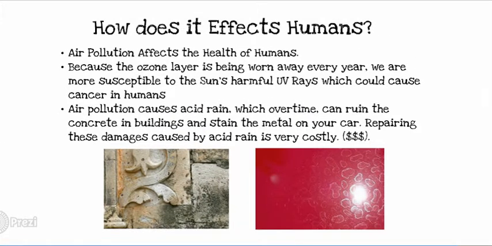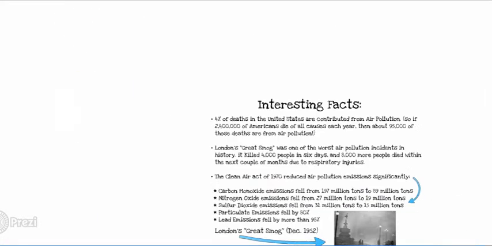How does it affect humans? Air pollution can affect the health of humans. We talked about the ozone layer depletion and over access to the sun's harmful UV rays that has been shown to cause cancer in humans. Also, air pollution causes acid rain, which over time can ruin the concrete in buildings and also stain the metal on your car, as shown here in these two pictures. Repairing those damages can be very costly. So that is another effect on humans.